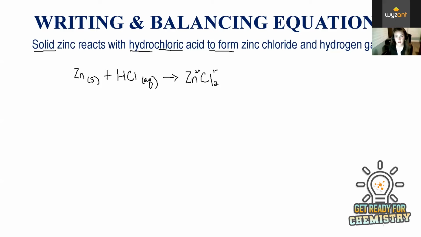So this is, again, writing and naming ionic compounds. So zinc chloride, and then hydrogen gas, which would be H2. Remember that, oh, and then zinc chloride is an ionic compound. So we just write aqueous, and then hydrogen gas is g.